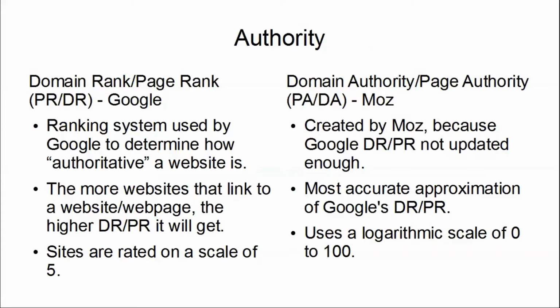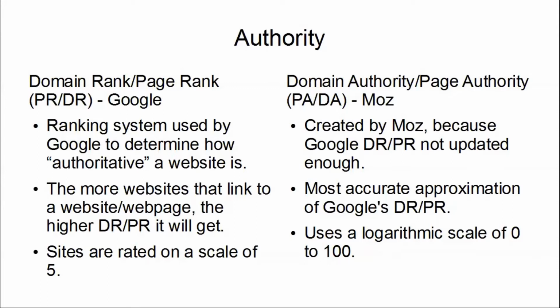So first we'll take a look at the Google system, which is domain rank and page rank, which is a ranking system Google uses to internally determine how authoritative a website is, to help it decide how high a website should rank in searches it's deemed relevant for. And basically, in short, the more websites that link to your website or web page, in the case of a website, the higher your domain rank will be, or in the case of a web page, the higher your page rank for that individual page will be. And Google rates it on a scale of up to 5.